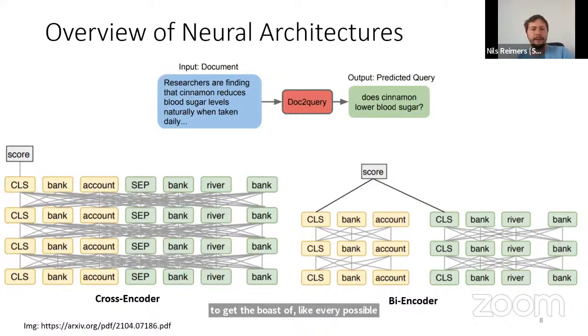architecture. There are many more architectures, but today I want to focus on Dr. Query, on cross-encoders, and on bi-encoders, and then talk a bit more about how they work, how you can use them, and how you can combine the strengths of these individual architectures. I would say these are the most prominent and most common architectures, but as mentioned, there are many more architectures which have certain trade-offs.